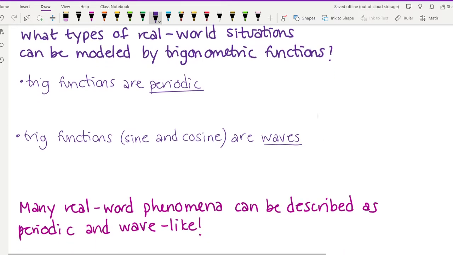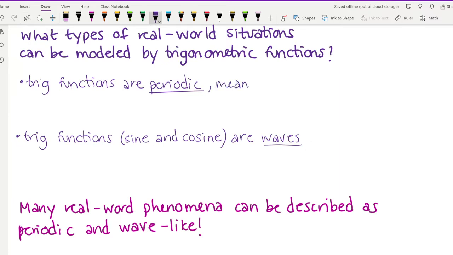So there's really two properties of trig functions that I want to talk about. The first is that they are periodic. So remember that a periodic function is a function that repeats itself with a particular pattern over and over. So here it says trig functions are periodic, meaning that they repeat their pattern over and over.